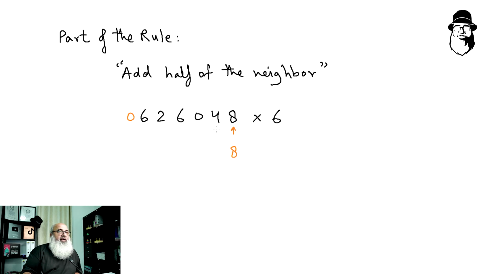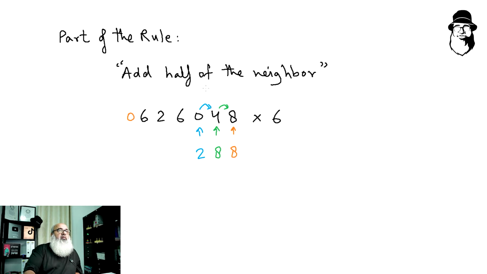Now, we are at this number. Half of the neighbor is 4. Half of 8 is 4. So, 4 plus 4 is 8. We write 8 here. And then we are at this number. Half of the neighbor is 2. So, 0 plus 2 is 2.